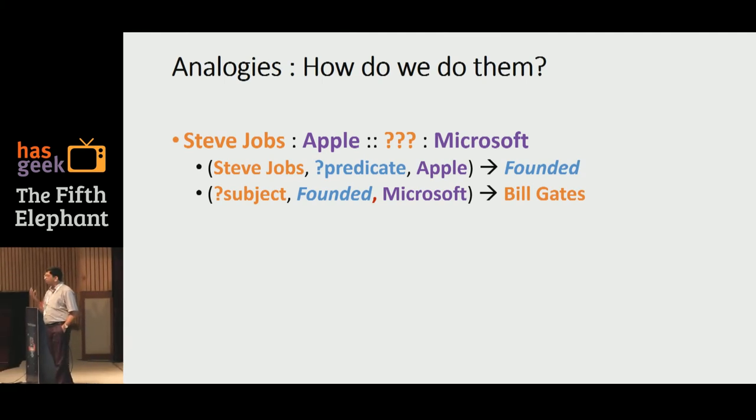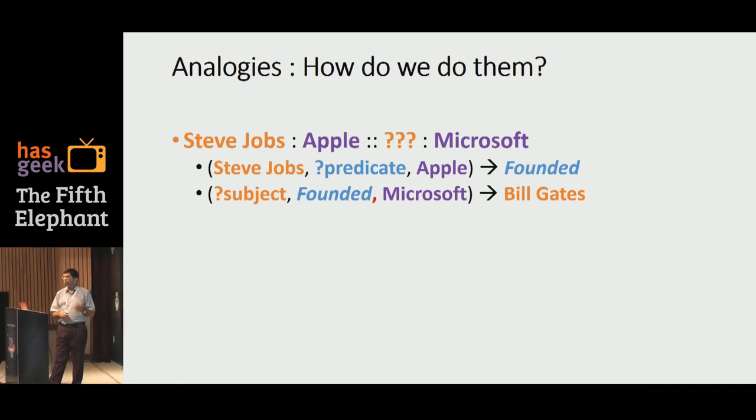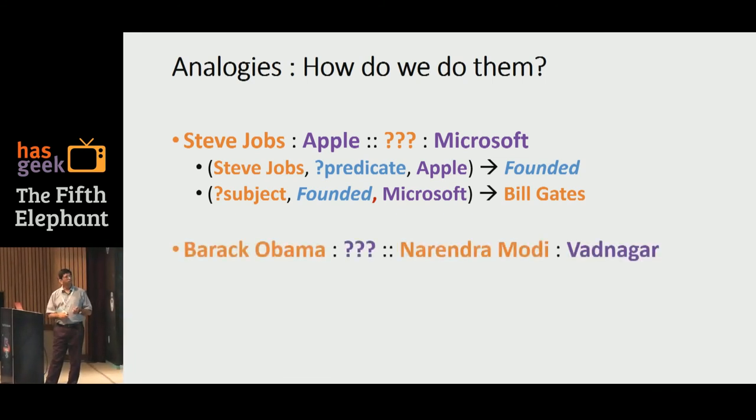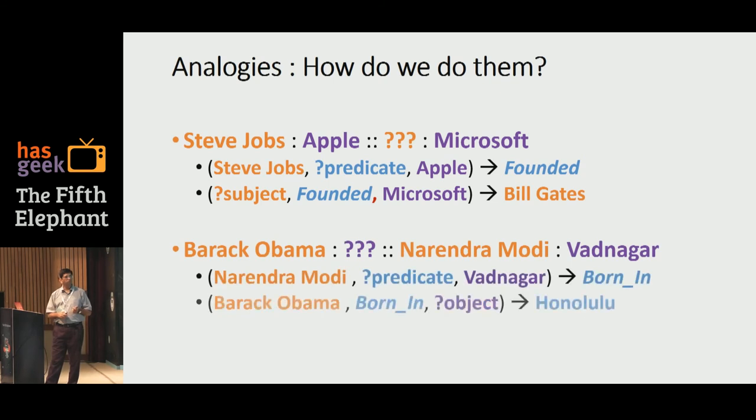You understand how it is very simple? We don't have to apply large vector products and all that. We just do a very simple two-stage reasoning process. So again, Narendra Modi, predicate, you say born in, and then you get that.